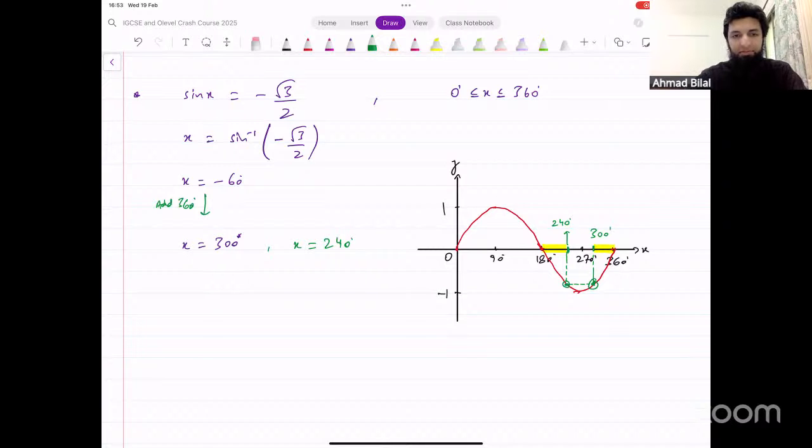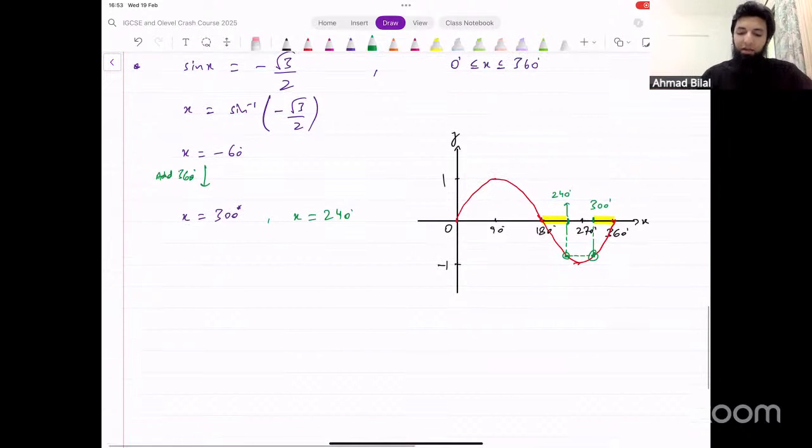Make sense? So one solution you can find from your calculator directly. If it turns out to be a negative number, you just make that positive by adding 360. Okay, you add 360. And then you have one solution on the graph. For the other solution, you can use the symmetry of the graph.